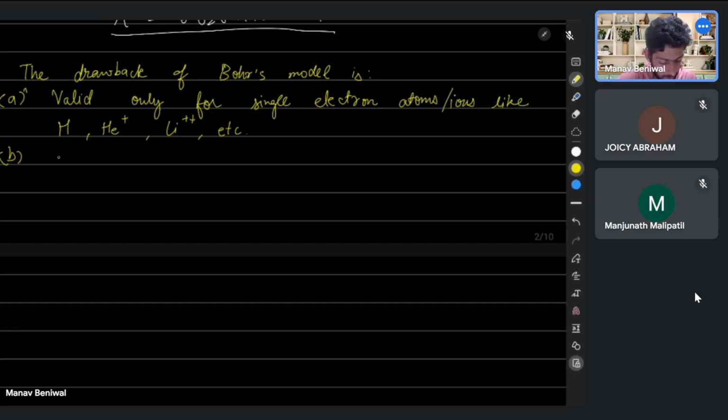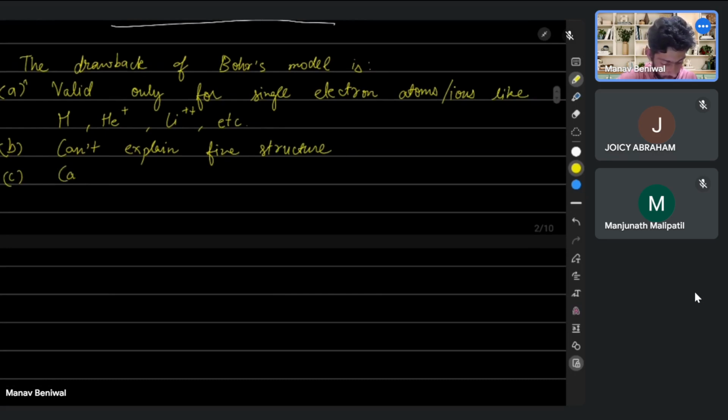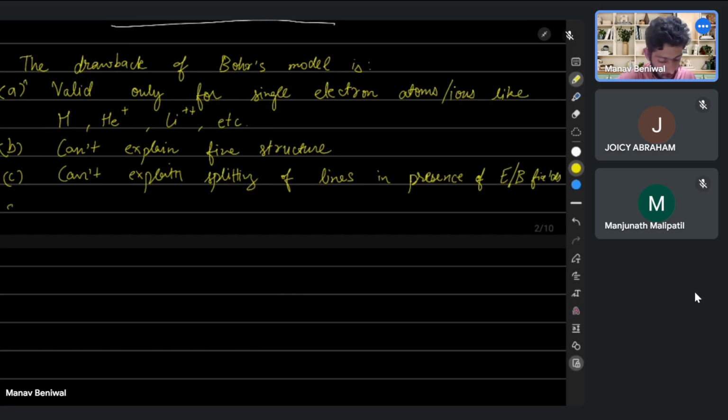B is can't explain fine structure. C is can't explain splitting of spectra or splitting of spectral lines in presence of electric or magnetic fields. And your option D is all of the above.